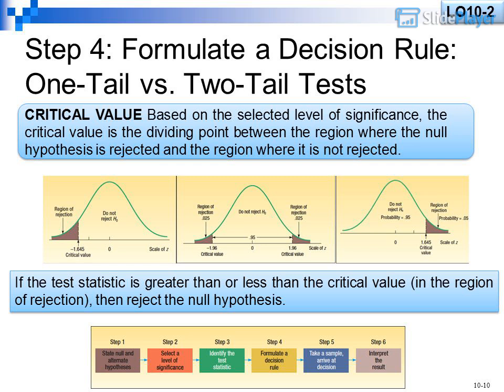Step 4. Formulate a decision rule, one-tail versus two-tail tests. Critical value based on the selected level of significance. The critical value is the dividing point between the region where the null hypothesis is rejected and the region where it is not rejected. If the test statistic is greater than or less than the critical value, in the region of rejection, then reject the null hypothesis.